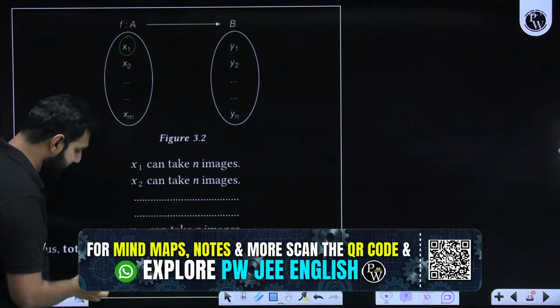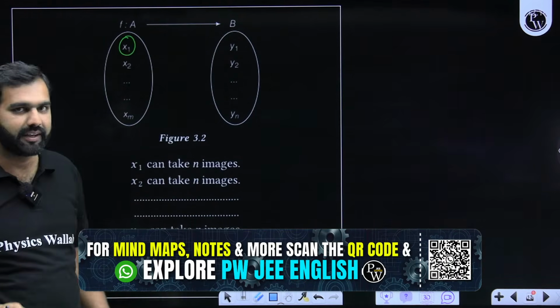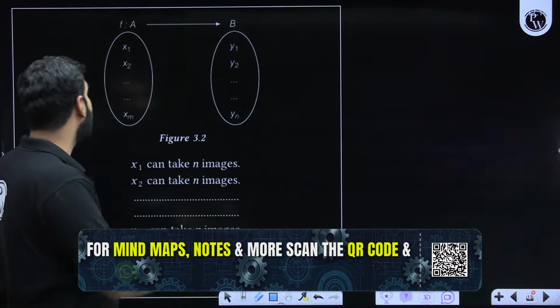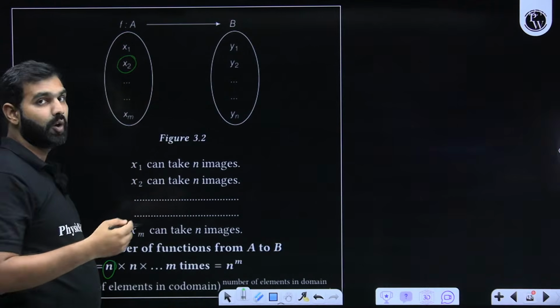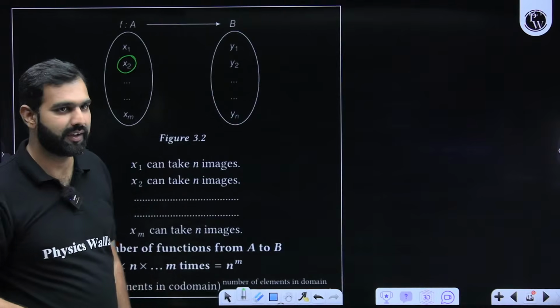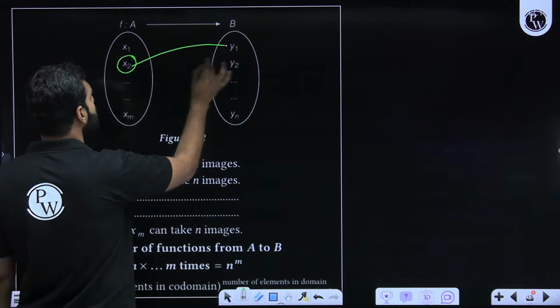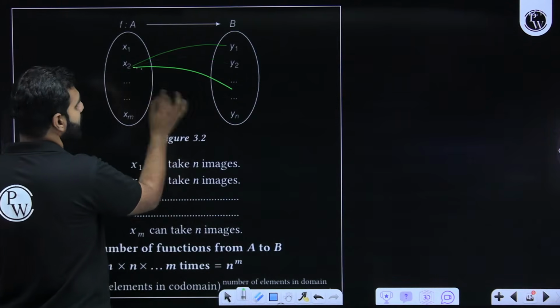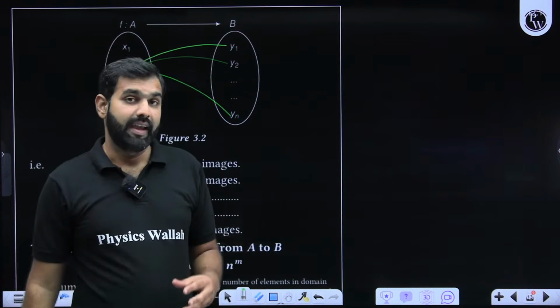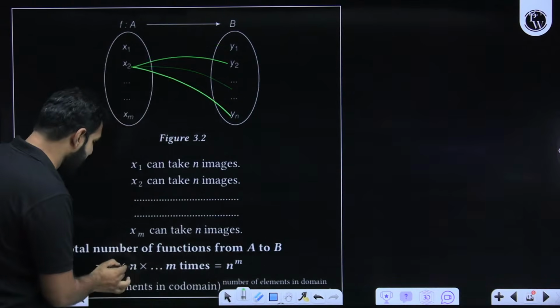So x1 has n choices. Since it is a function, it can be many-one, which means if I approach x2 and ask how many choices it has, it will again respond that it has n choices. I can go to either y1 or y2 or y3 or yn. So x2 also has n choices.